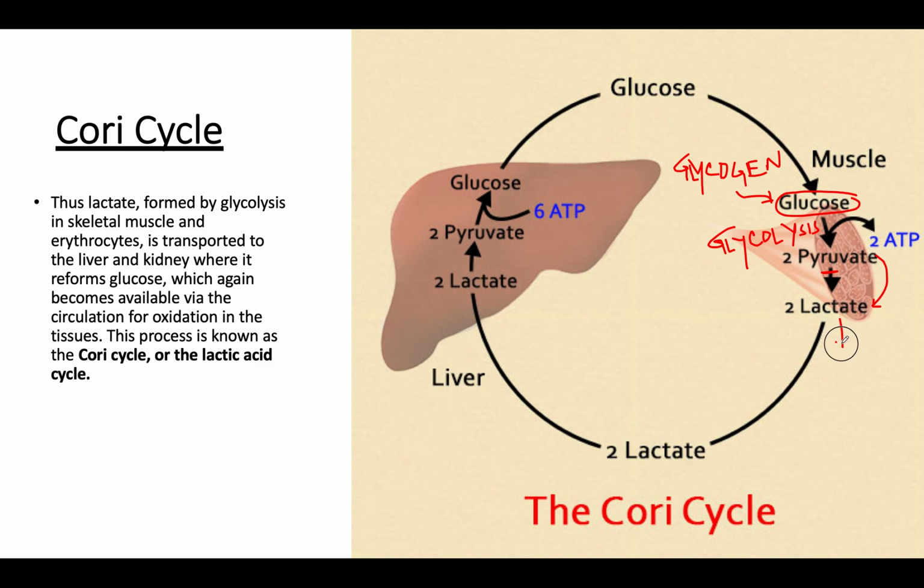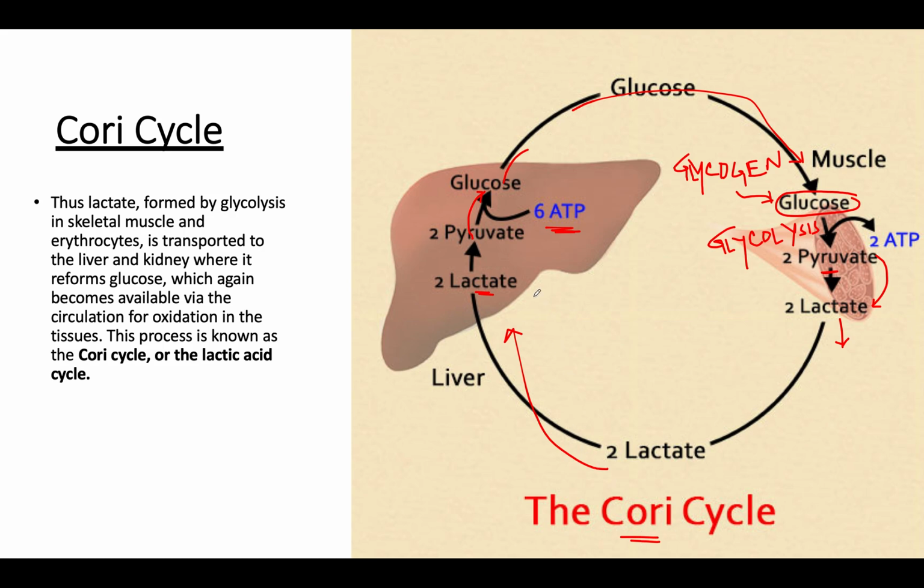Lactate comes inside the blood, taken up by the hepatocytes, where lactate is converted to pyruvate. Remember the enzyme lactate dehydrogenase. Pyruvate is then converted back to glucose. In the process, it requires 6 ATP molecules. Glucose then comes into the blood, goes back inside the muscle, and the process of glycolysis continues. This particular cycle is popularly known as the Cori cycle.